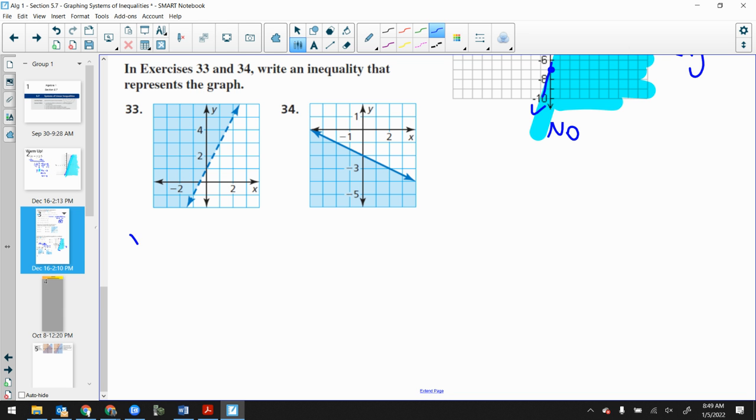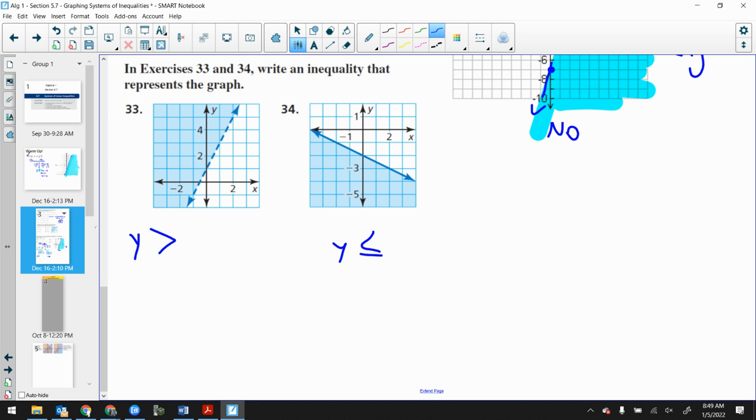Now, for both of them, I'm going to start with the y value. Now, I have to decide, is it going to be greater than or less than? Remember, shade above means greater than, shade below means less than. Greater than. For 34, less than. And now we have to decide, is there an or equal to? Do I put the or equal to for 33? No. Do I do it for 34? Yes.